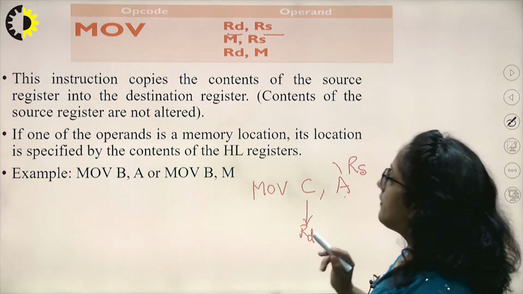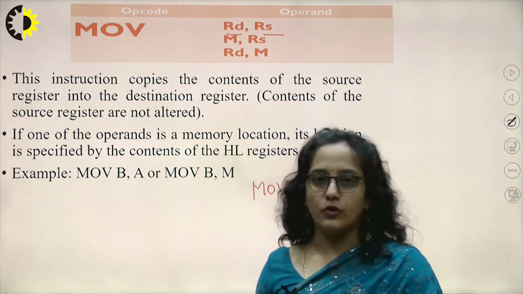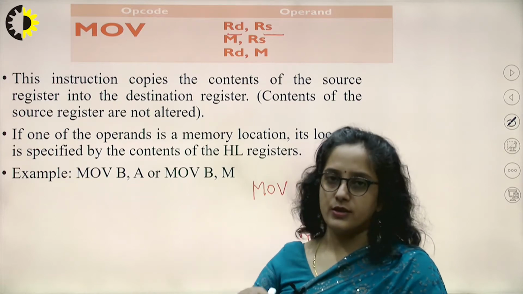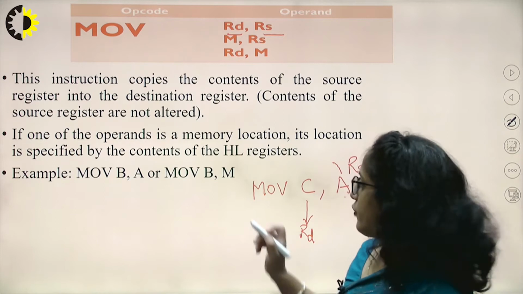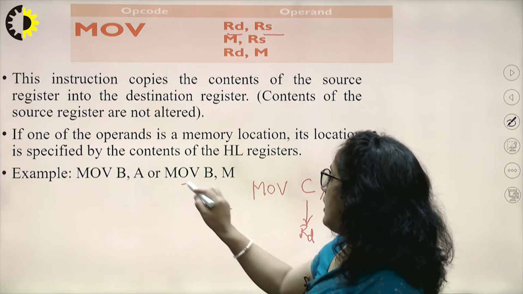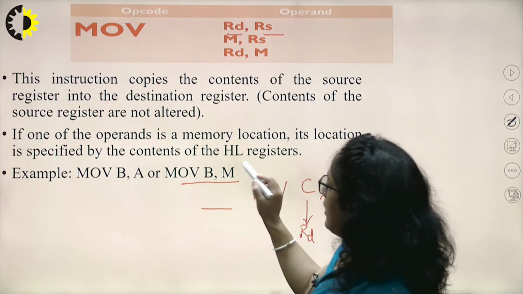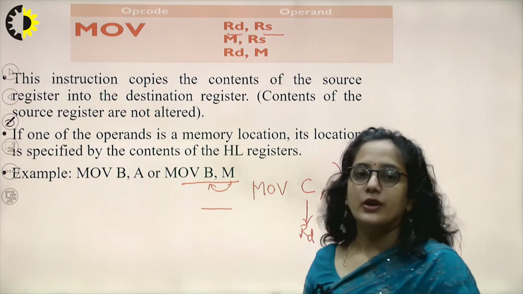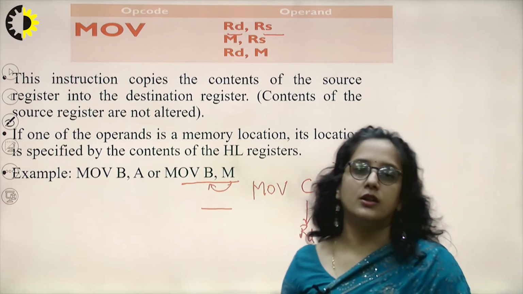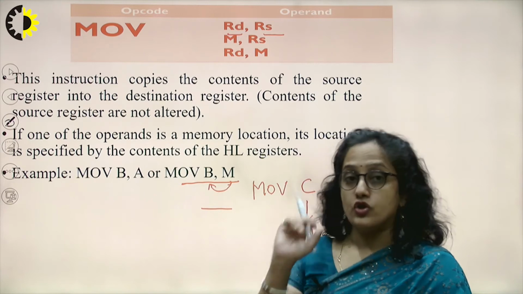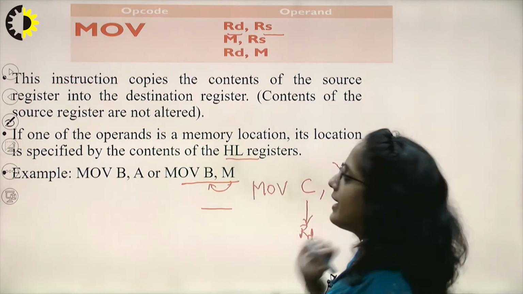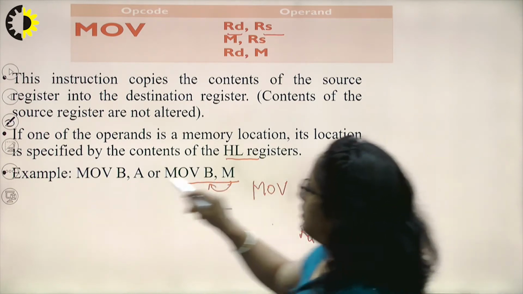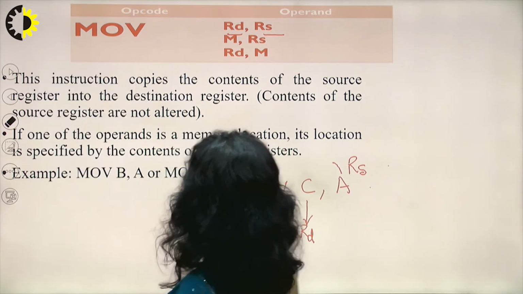If we have to read a memory location, we have to copy data from a memory location to a register, or from a register to a memory location. For example, in MOV B comma M, the content of the memory location M is copied to the B register. Which memory location can the microprocessor address? For that it will refer to the HL register. So let's take an example and try to clear this up, to see how it is going to work.